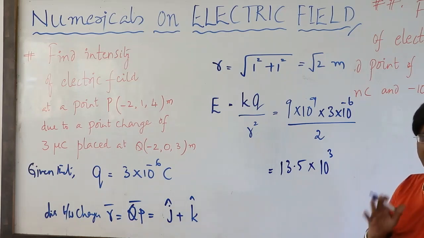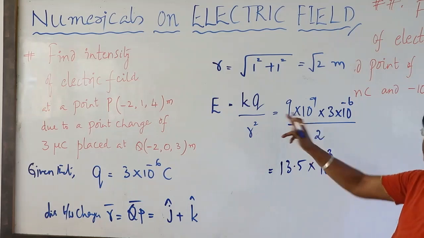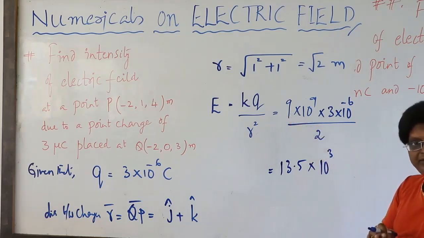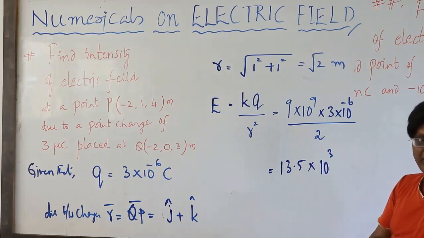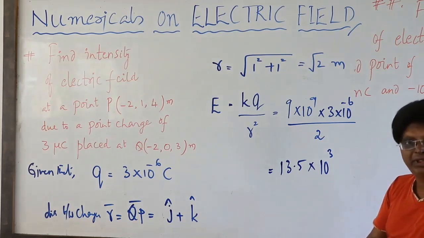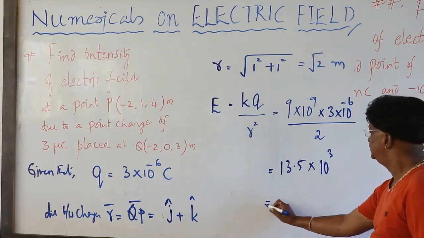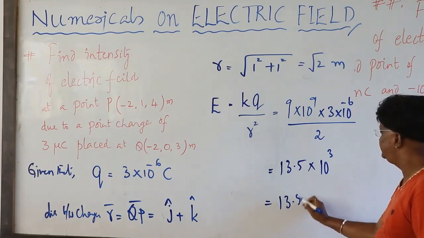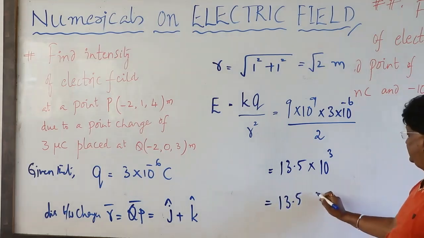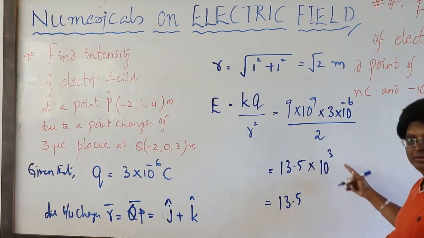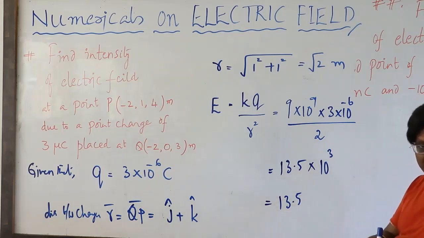Now comes the all important thing, unit. Don't ever forget these units. We are finding the intensity. The SI unit of intensity is Newton per Coulomb. Also we have the other unit as volt per meter. Therefore this is 13.5, and I will write it as Newton per Coulomb, or you can write volt per meter.